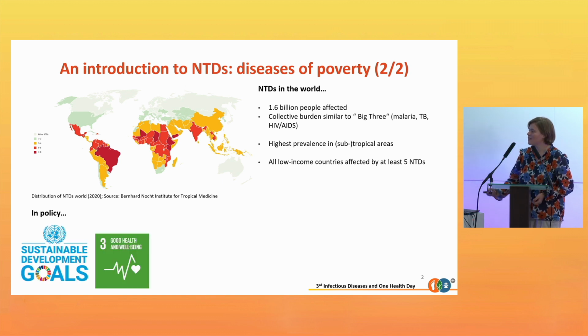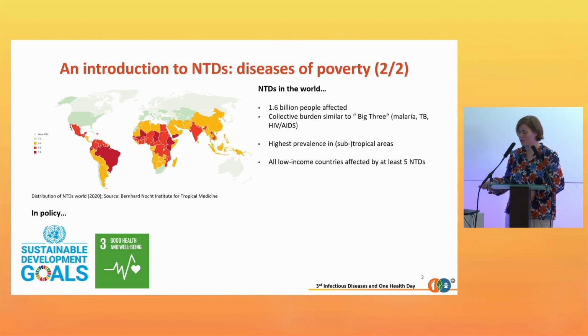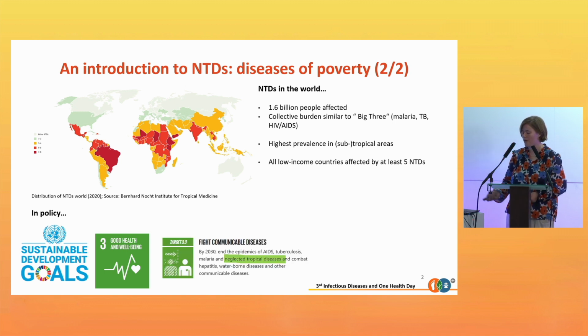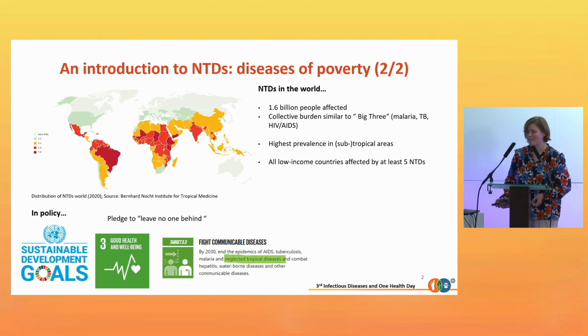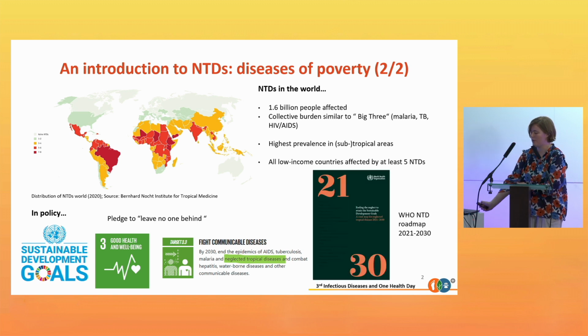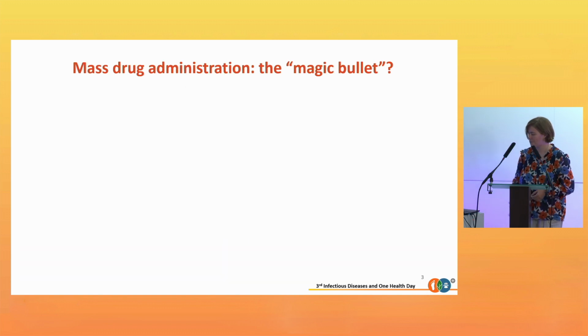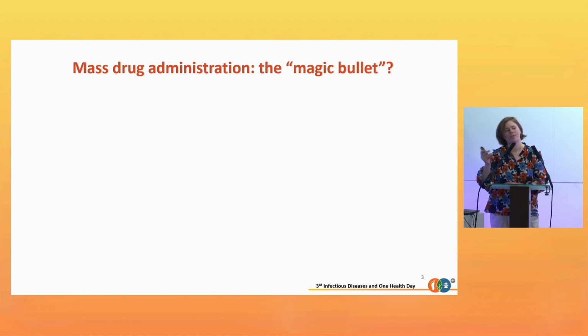In terms of policy, NTDs have been addressed in the Sustainable Development Goals, especially SDG 3 about health. There's actually one goal that is by 2030 to end the epidemic of neglected tropical diseases, which is a big endeavor. And they also link very well to the pledge to leave no one behind that guides the implementation of the Sustainable Development Goals. That's why the WHO has a roadmap for NTDs that spans from 2021 to the end of the SDGs in 2030. One of the big measures in this roadmap is called mass drug administration, MDA.